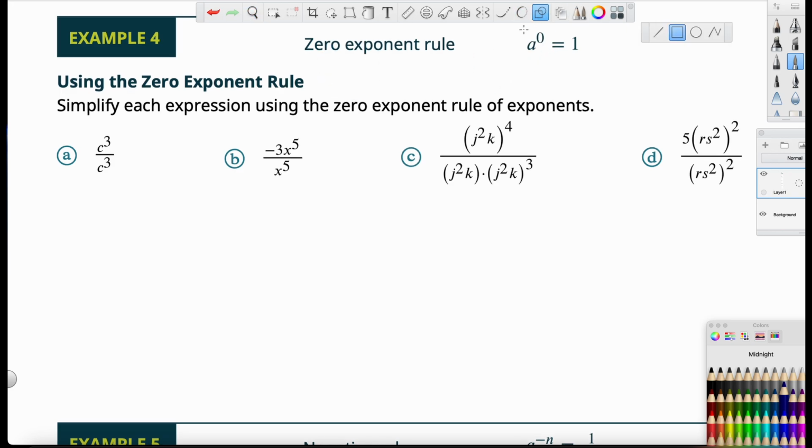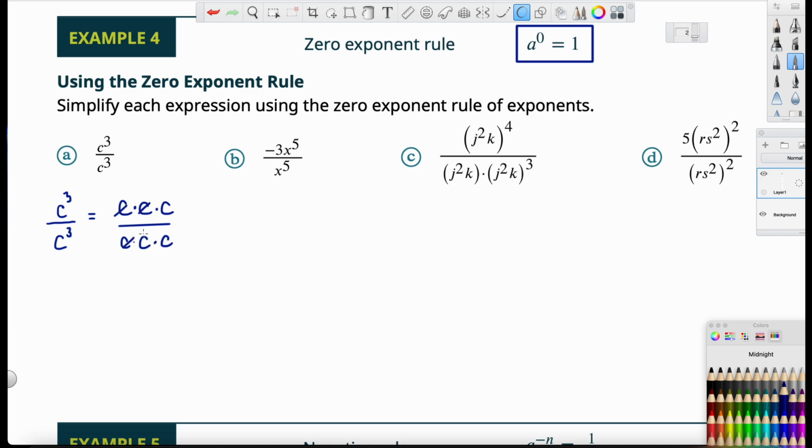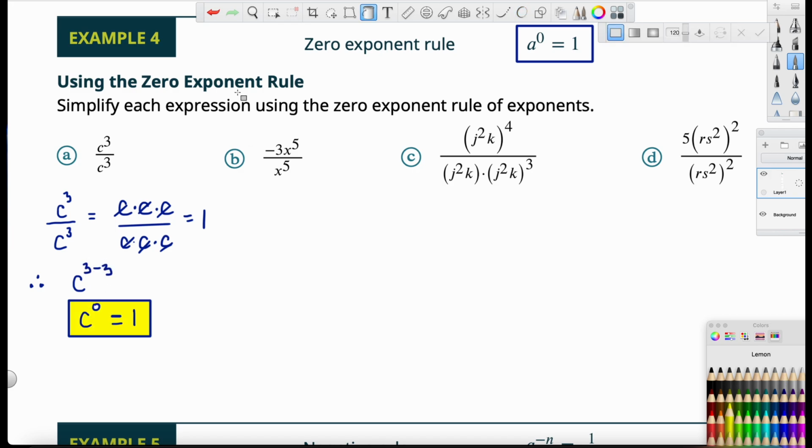Alright, so the 0 exponent rule. If I raise a base to the 0, it would be 1. So let's use the quotient rule to understand. If I have c to the 3rd over c to the 3rd, and I expand that, we see that everything just cancels. Well, we know that's 1. So c to the 3rd divided by c to the 3rd would be the same as c to the 3 minus 3. C to the 0 is 1.